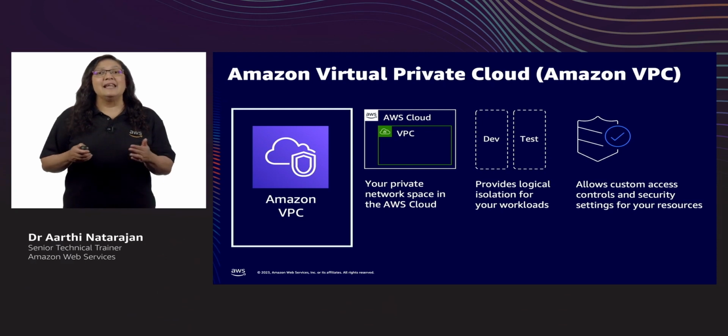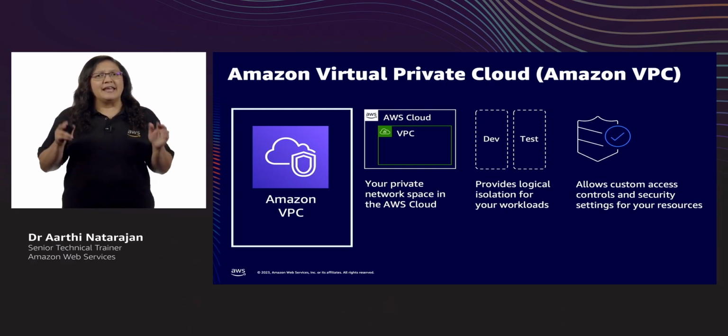VPC is a service that allows you to create your own private space within the AWS cloud, a logically isolated virtual network that you define. You can use VPC to logically separate your workloads, whether you're isolating your development, test, and production environments, or separating differing functions due to security concerns. VPC helps you control the flow of your traffic.